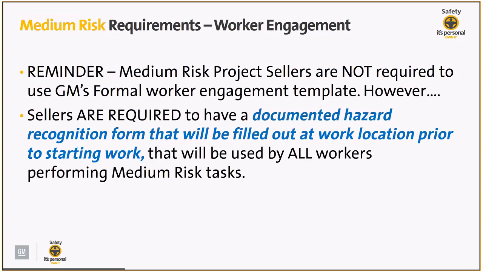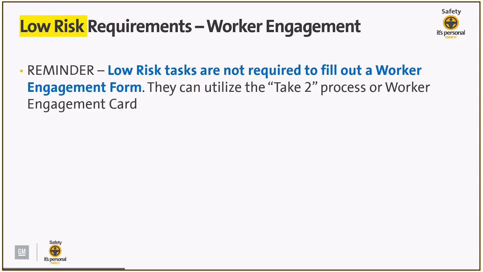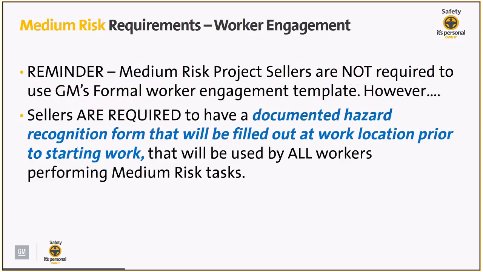Now, if the seller is performing a medium risk, right? So now let's say that you have a contractor that has a medium risk scope of work. The previous example, we were talking about a low risk contractor, so they have a low risk scope of work. Now we're talking about a contractor that has a medium risk scope of work. What we're saying is medium risk project sellers are not required to use GM's formal worker engagement template. They don't have to use the nice fancy one that we have included in part 5.0 of the pre-task plan template. They don't have to use that one or have a pre-approved one.